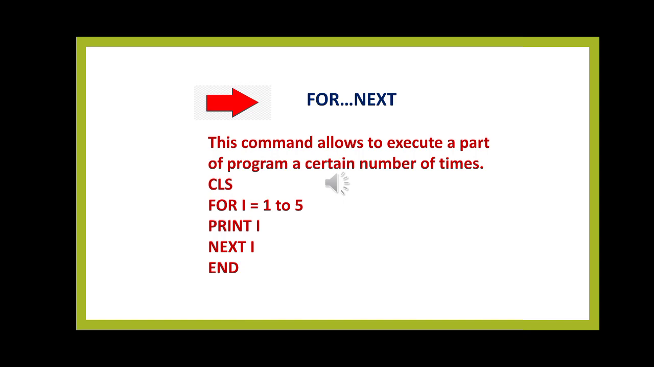As there is an opening for for, before the end we have to write next or next I. Both are correct. For I, print I. I's first value 1 will be printed. After that, at next I, the second value will be taken and 2 will be printed. Similarly 3, 4, 5, and after the printing of the fifth number, the loop will automatically terminate.